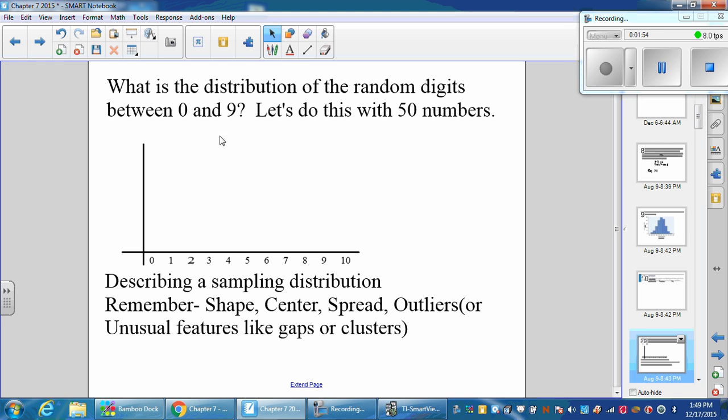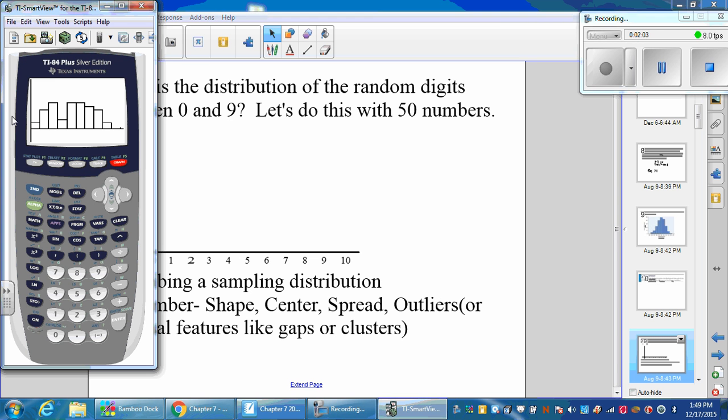Now let's create a sampling distribution. So we want to do a distribution of numbers between 0 through 9, and let's do 50 numbers. So what I did is I took my calculator out and I did 50 random numbers and put them in L1 using random integer.